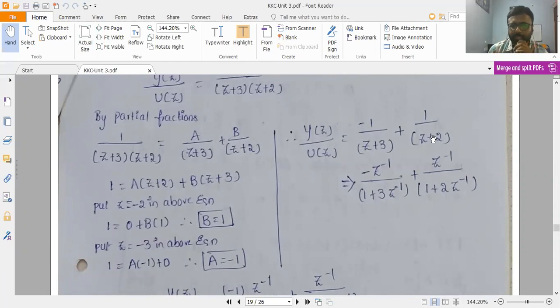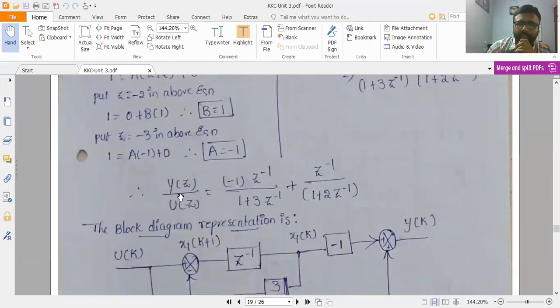So try to represent this particular transfer function in the negative powers of z. Therefore, it is going to be represented as y of z divided by u of z is equal to minus z power minus 1 divided by 1 plus 3 into z inverse plus z inverse divided by 1 plus 2 into z inverse. Okay, so this is the transfer function we have obtained. So the first bit we are going to calculate is to determine the canonical form of this particular function.